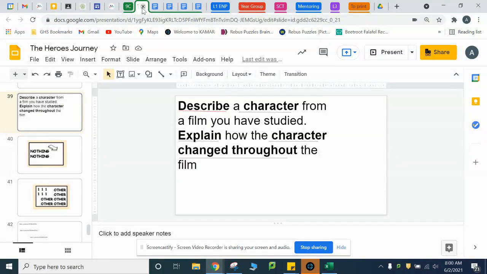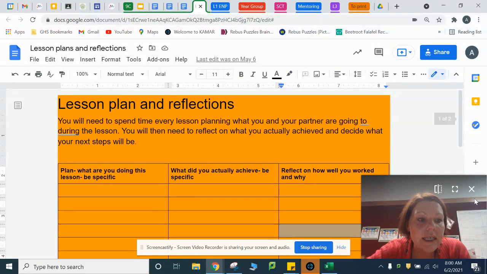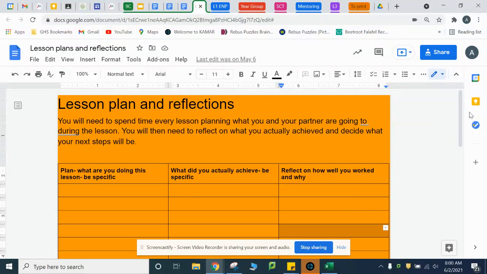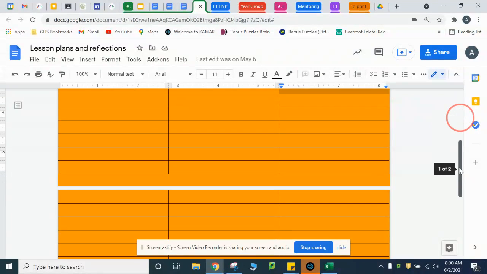And today what we're going to look at is how you write a conclusion for your essay. So remember that our question is: describe a character from a film you've studied, and explain how that character changed throughout the film. And remember we're using our hero's journey, and the example that I'm using this morning is Luke Skywalker in Star Wars. So the last part of our essay is looking at our conclusions.